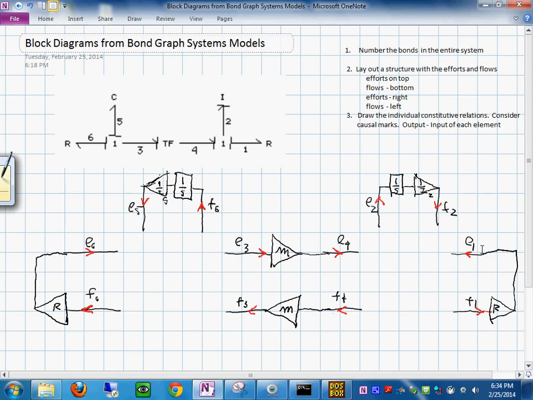Now we have gotten to the point where our block diagram is taking a bit of shape, but now we need to go to the next step, which is to draw the connections, in this case the 0 and 1 connections.